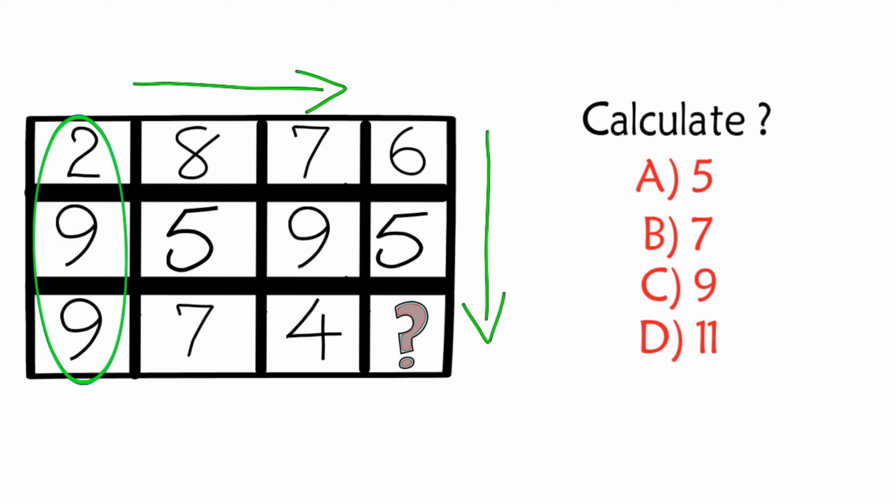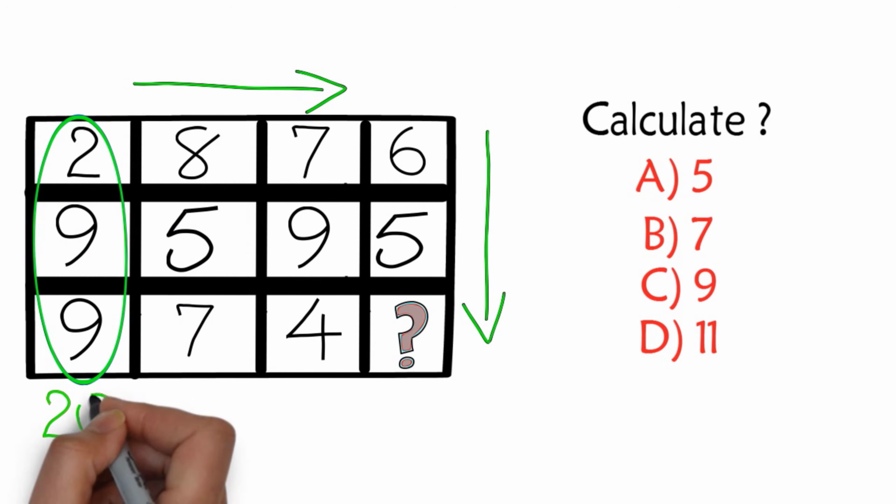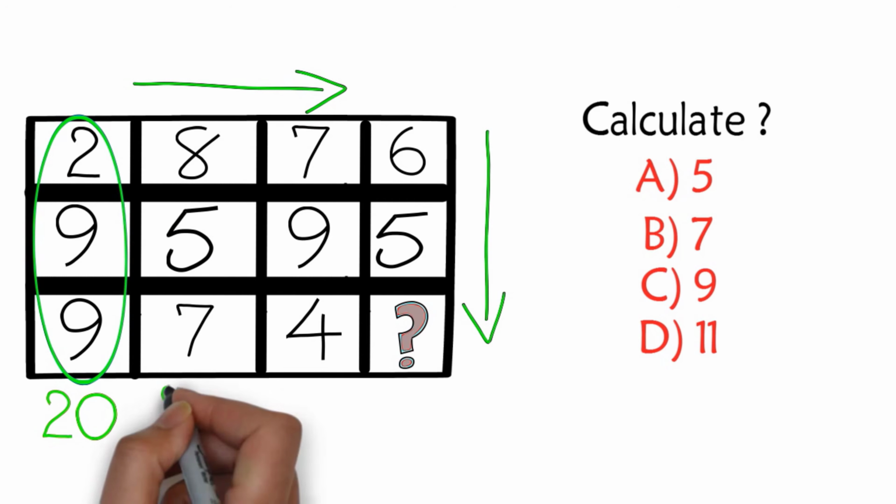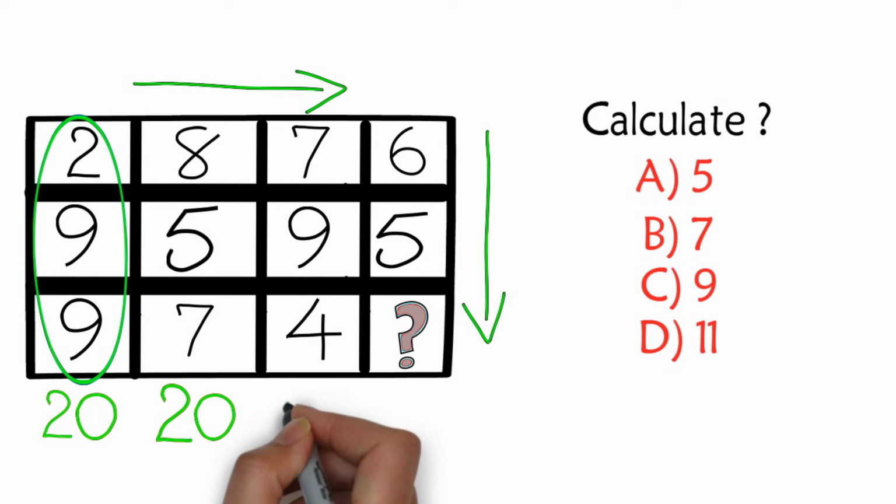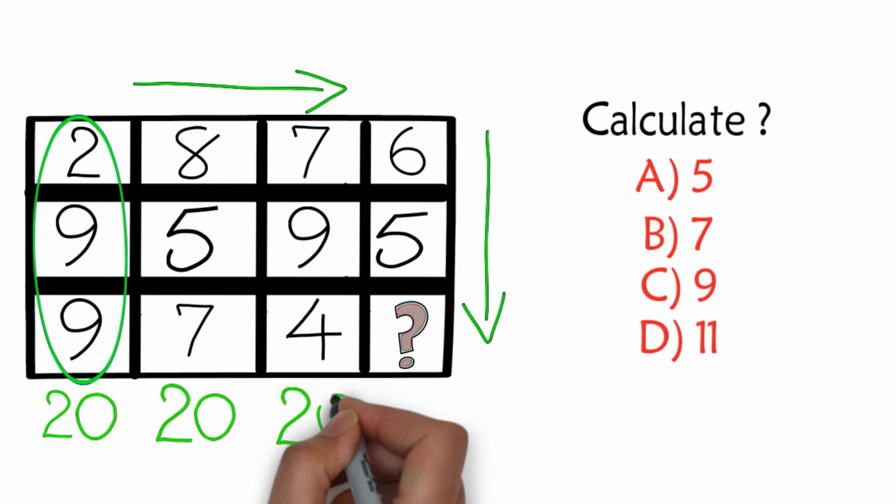And then what you see is that each column adds up to the value of 20. For example, 2 plus 9 is 20. 8 plus 5 plus 7 is 20. 7 plus 9 plus 4 is 20 as well.